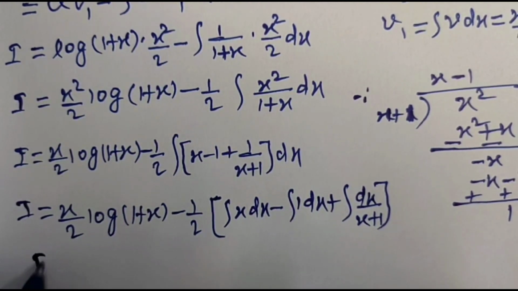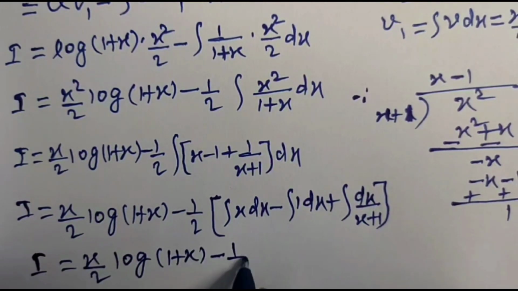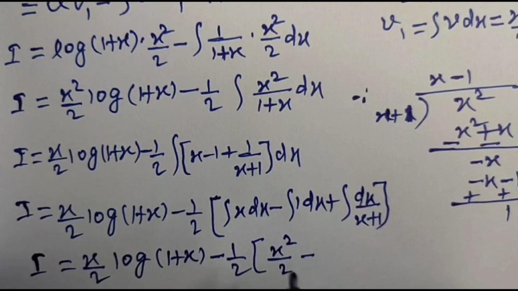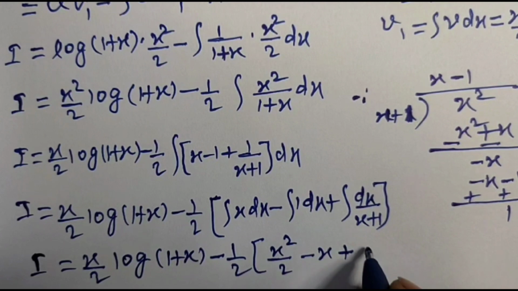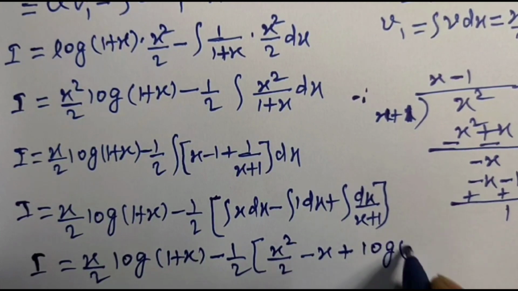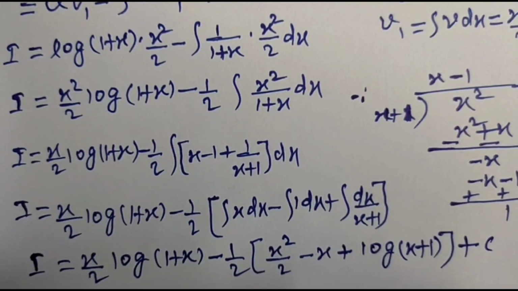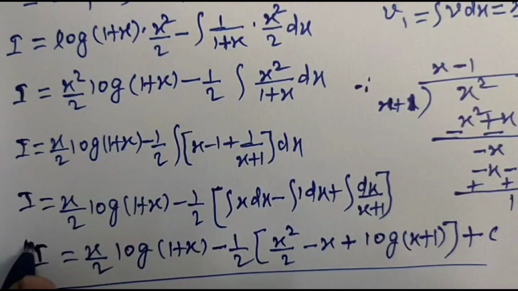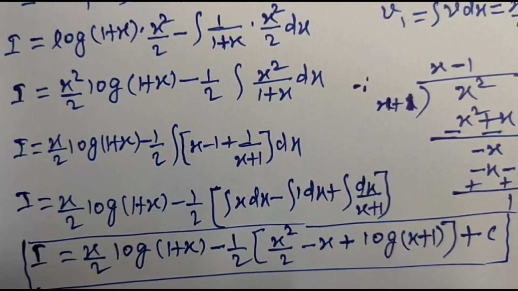Hence I is equal to x upon 2 logarithm of 1 plus x minus 1 upon 2. Integral of x is x square divided by 2 minus integral of 1 is x plus integral of 1 upon x plus 1 is logarithm of x plus 1 plus integral constant c. So this is final answer. Please make correction in last 3 lines. First term must be x square upon 2 into logarithm of 1 plus x.